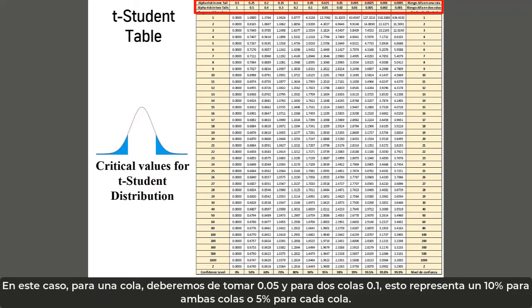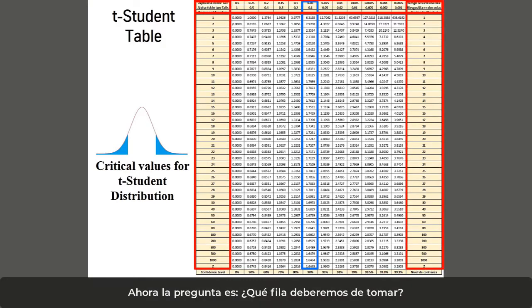For this case, in one tail, we should take 0.05, and for two tails, 0.1. That means 10% for both tails or 5% for each tail. Now, what rows should we take? The row depends on the degrees of freedom. The degrees of freedom are given by the first column. But the question is, what should be the degrees of freedom?